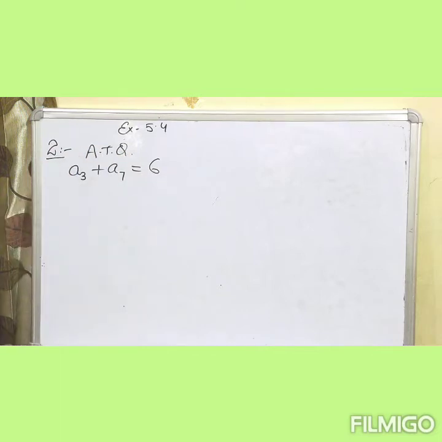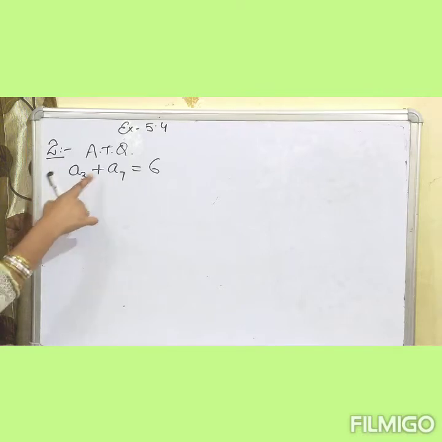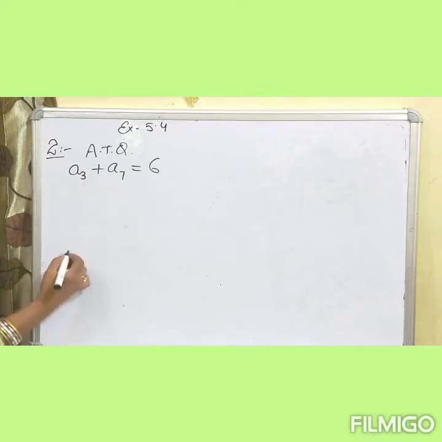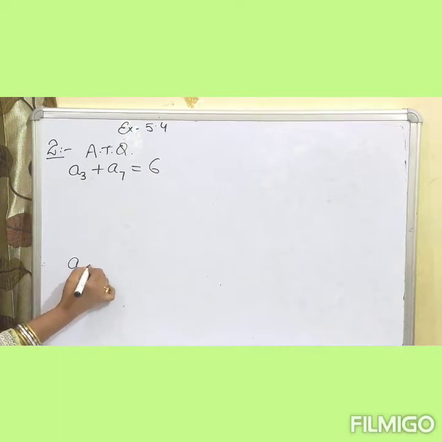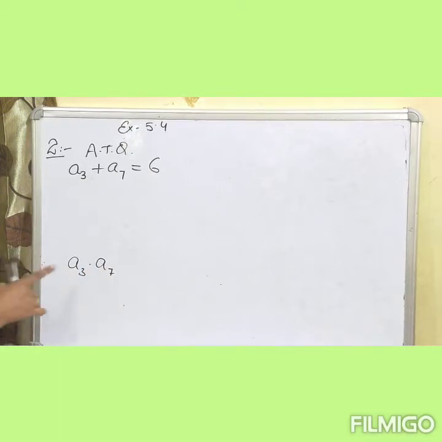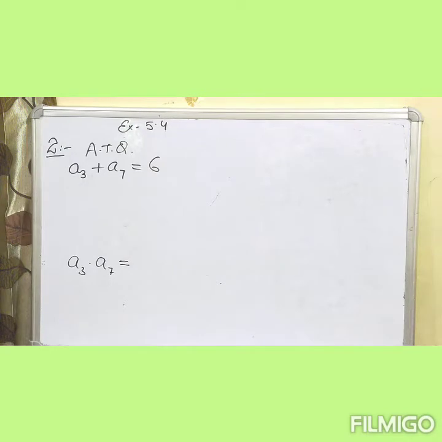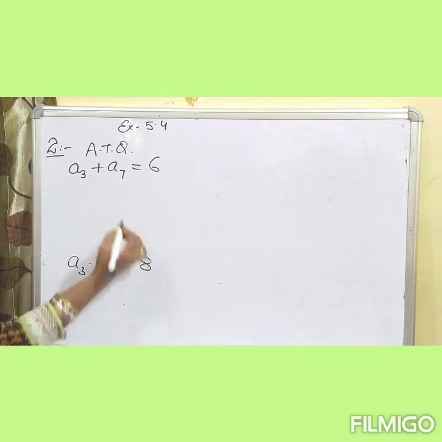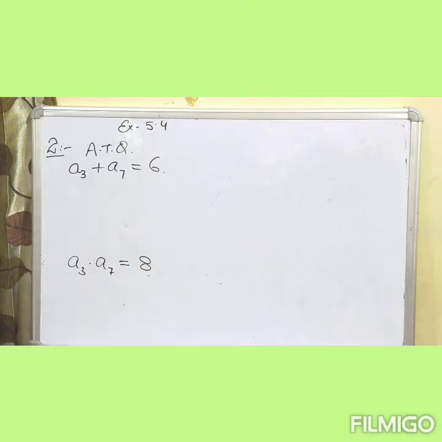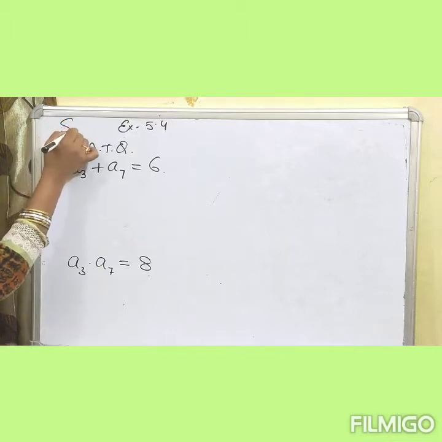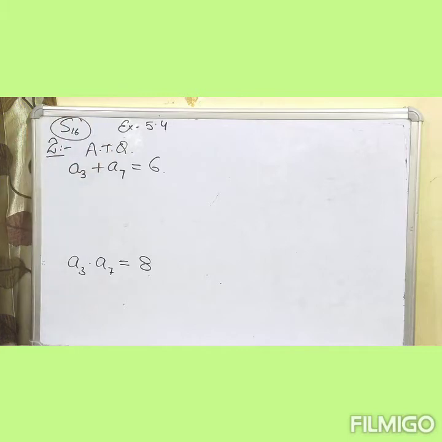This is the first condition I have. And the second condition, their product, is again talking about the third and seventh term. It's saying that the product of the third term and the seventh term is equal to 8. These two conditions are given in the question, and we have to find out the sum of the first 16 terms.